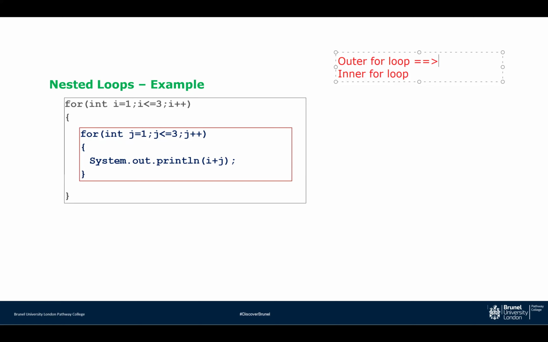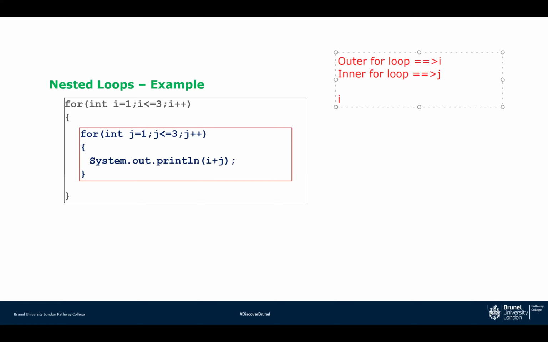The loop variable for the outer for loop, what is it? I. What is the loop variable for the inner for loop? J. Good. Now, just like what I did before for the for loop, we start monitoring the loop variable value.